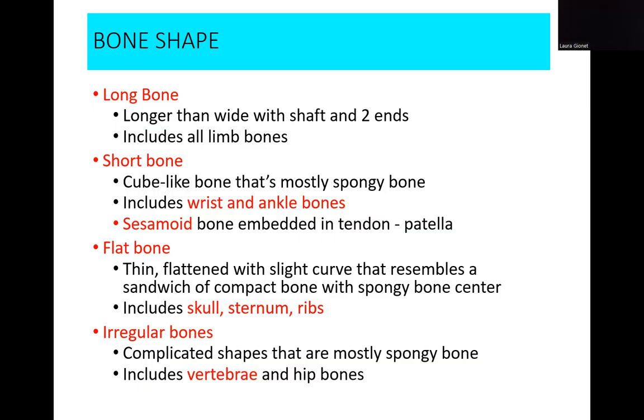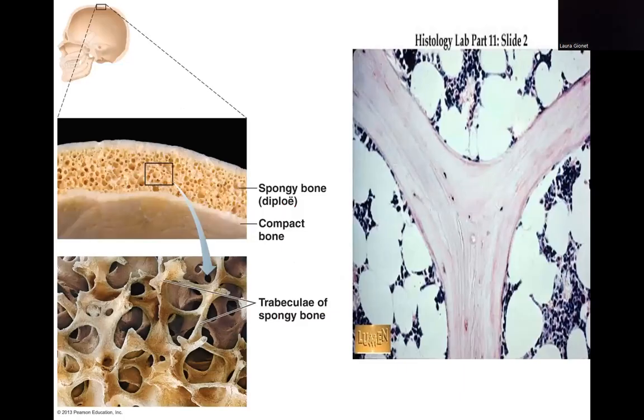Flat bones: bones of the skull. We just looked at one. Bones of the skull, those are going to be flat bones. Your sternum or your breastbone, ribs are flat bones. Parts of your scapula are considered flat bones. So they're thin, flattened with a slight curve, and resemble a sandwich of compact bone with spongy bone in the center. Okay, just like we looked at right here.